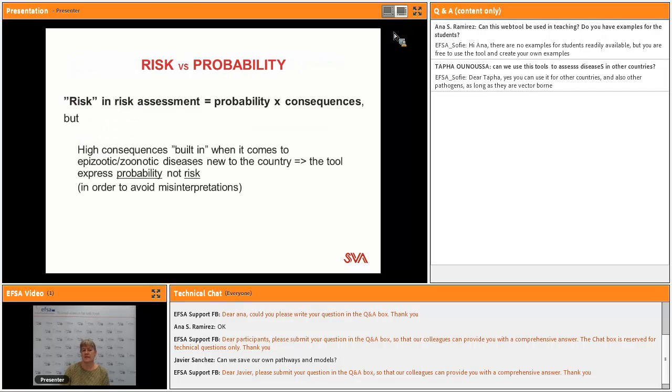So risk in risk assessment is really a probability and consequences, but as we in these assessments mostly deal with pathogens that are exotic to Sweden and that are managed within the Act of Epizootic Disease, the consequences are kind of built in. So we ended up deciding that this tool would express only the probability of introduction and not the risk.